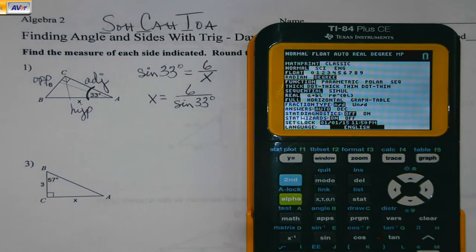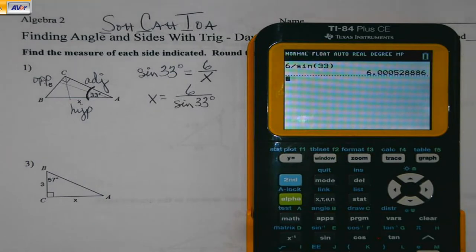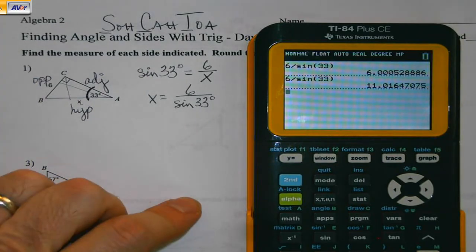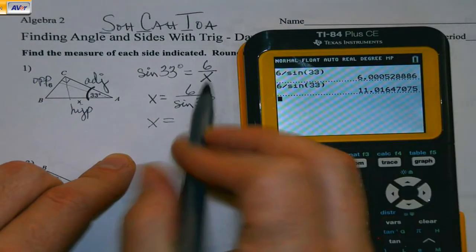Degree mode is necessary. So, once I'm sure I'm in degree mode, let's try this again. Okay, that'll help me out more. And you're like, now, how would I have known? Round to the nearest tenth. Okay, that's still 11.